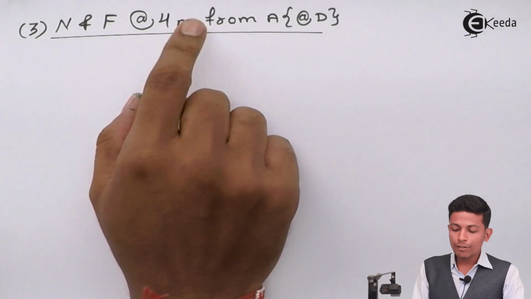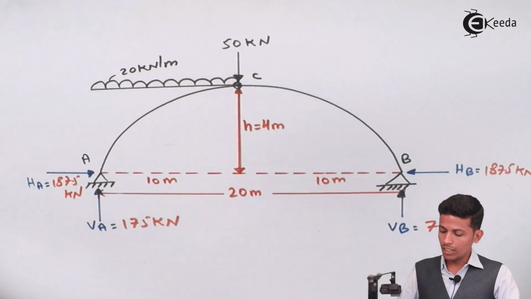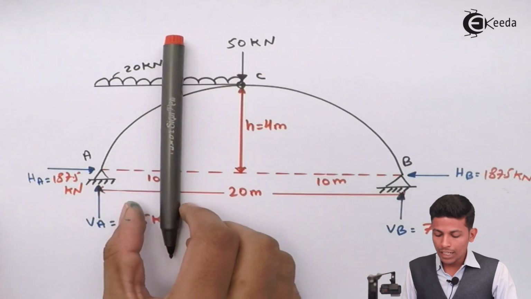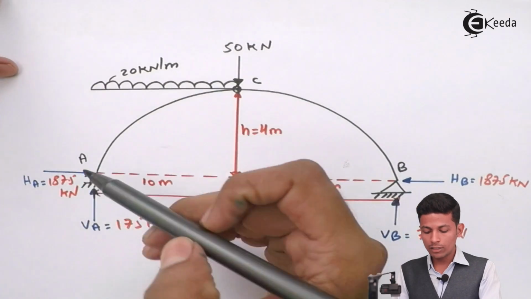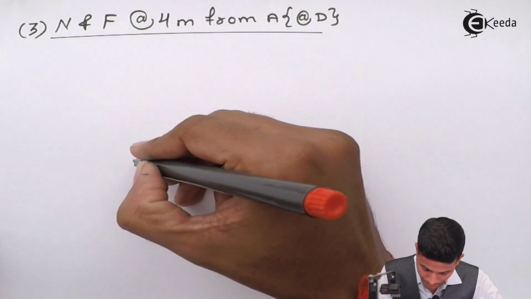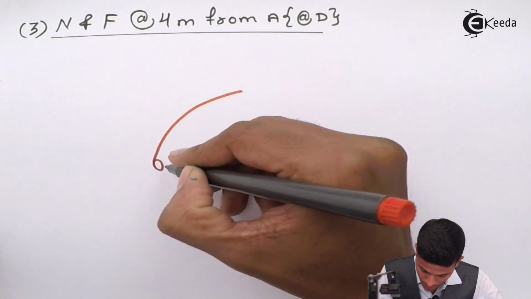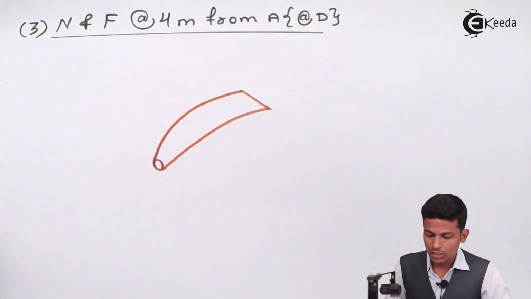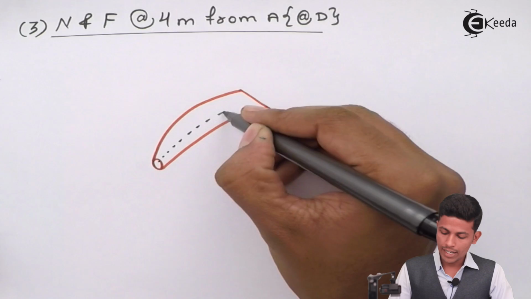Now see, we have to find at 4 meter from it, that is nothing but your D part. Now just draw only the 4 meter FB diagram like this. Just zoom this part, and zoom this part, and zoom this arch line also. Okay, so how will it look? It is like this. Now see, this is your arch, you are zooming. Okay, now see, this is your main arch line.